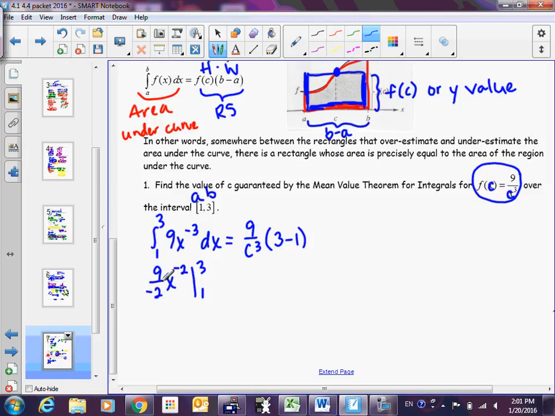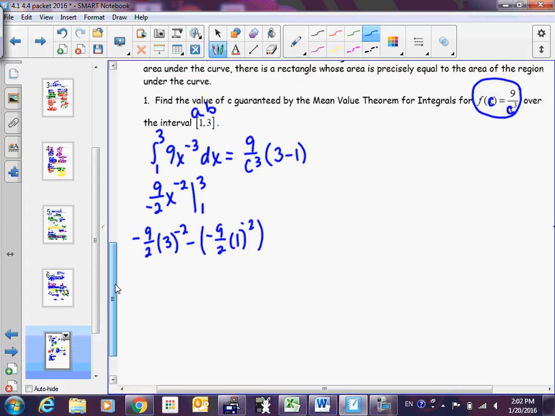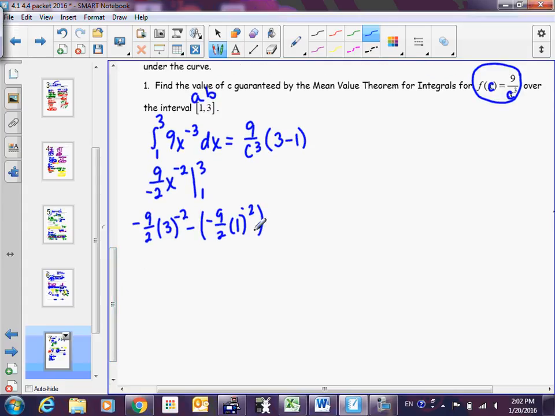Okay, so now I'm going to plug in the upper bound. I'm going to change this 9 over negative 2 to just negative 9/2. They mean the same thing. Plug in a 3, minus parentheses, and then plug in the 1. This is a free response question. However, I know that I need to do something with this whole left side, so it's to my own advantage to go ahead and simplify, because I've got to solve for c, because that's what I'm looking for.